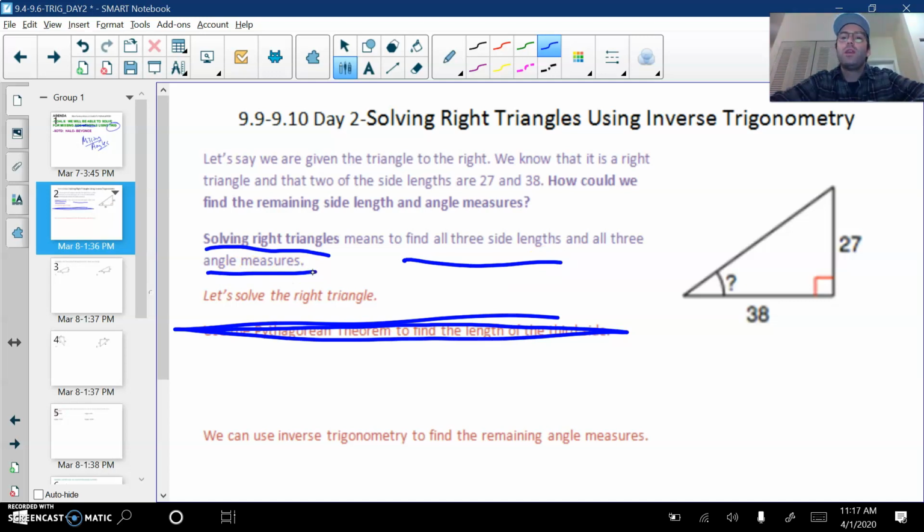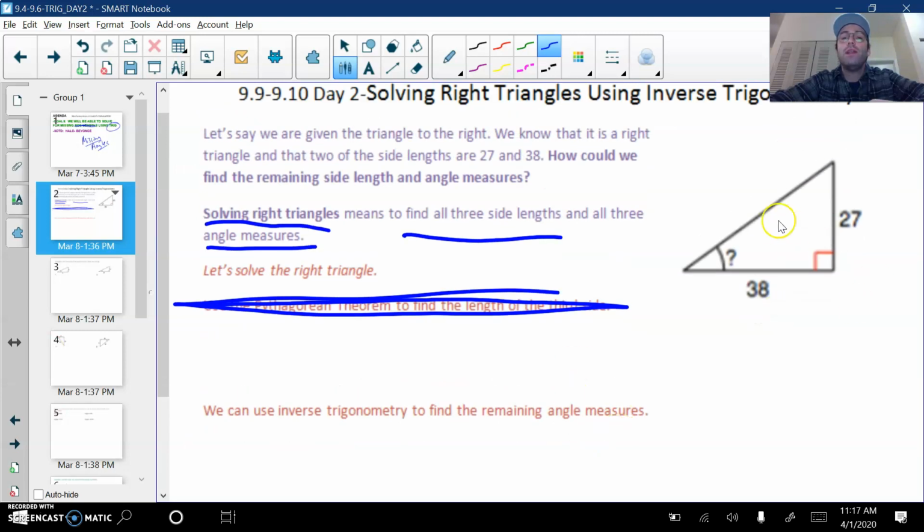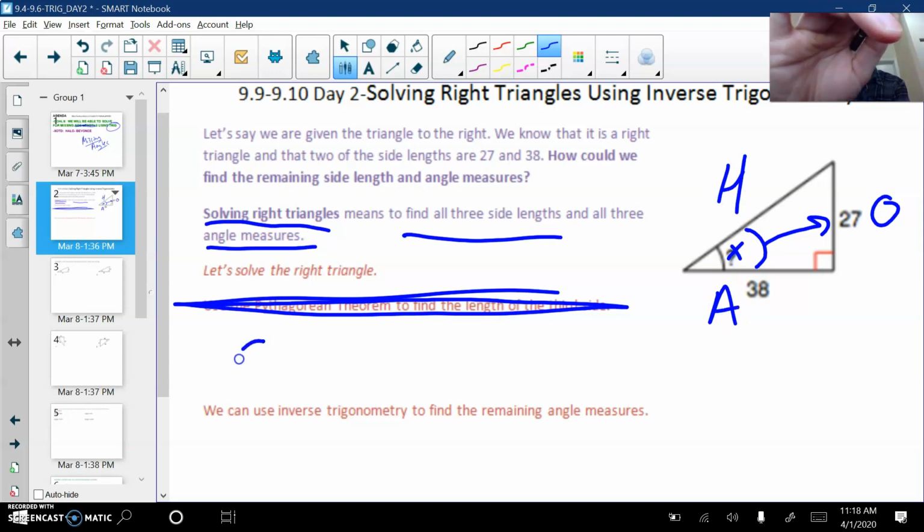We can use inverse trig to find the angle measures. Anytime you see a question mark on an angle, I want you to put an X. If you see an angle with a question mark, that is your reference angle. So I start here, and I go across. This is opposite. This is the hypotenuse. This is the adjacent. Remember our little friend here.